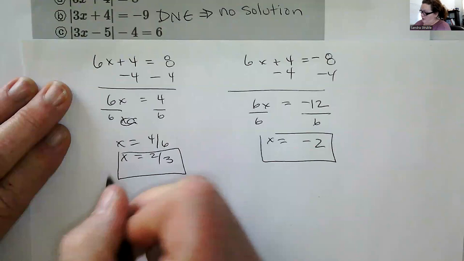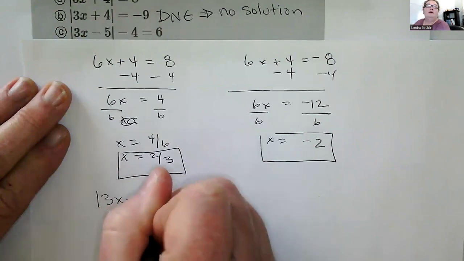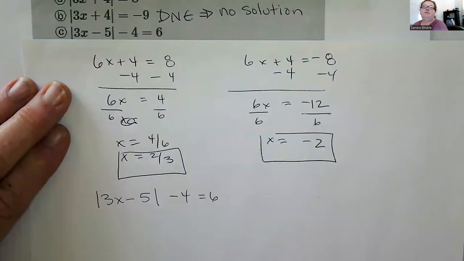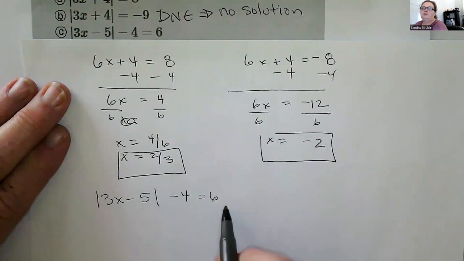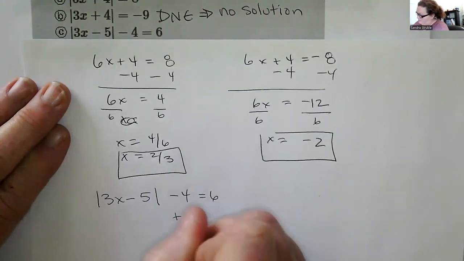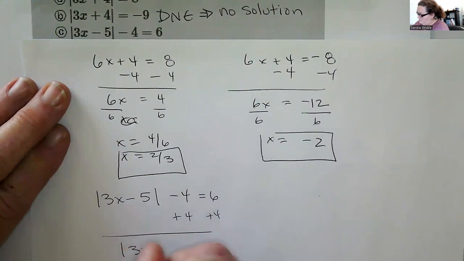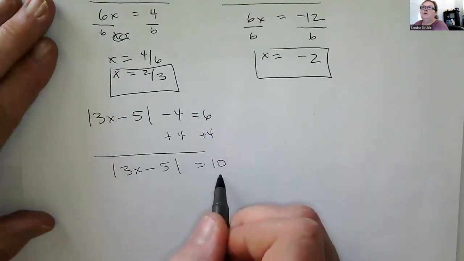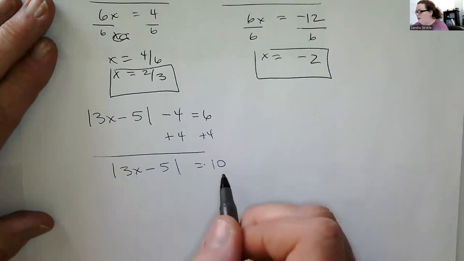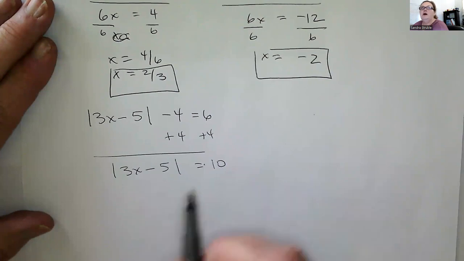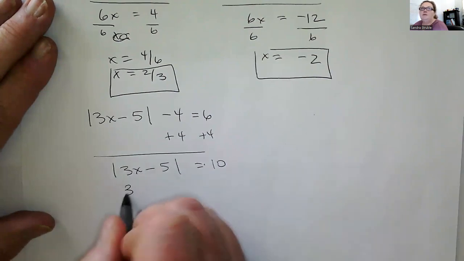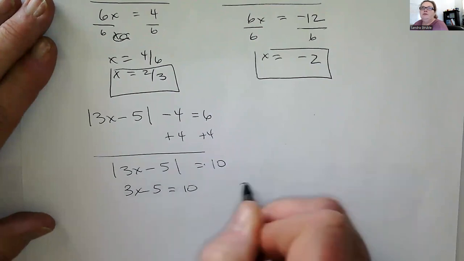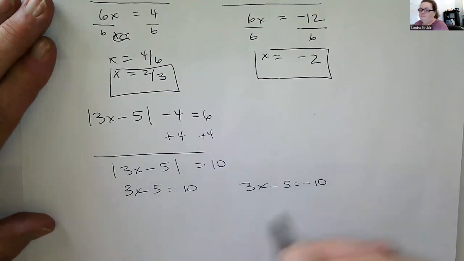C is 3x minus 5, minus 4 is equal to 6. Okay, well, we need to have this solved for our absolute value. Okay, so I'm going to add 4 to both sides. All right. Because this is greater than 0, it's positive. We have to set this up to 3x minus 5 is equal to 10, and 3x minus 5 is equal to negative 10.